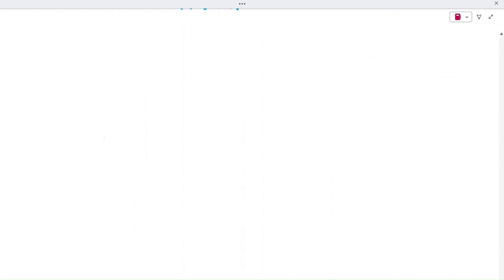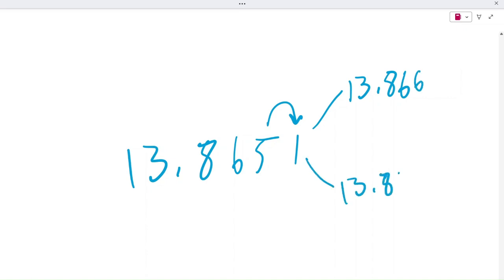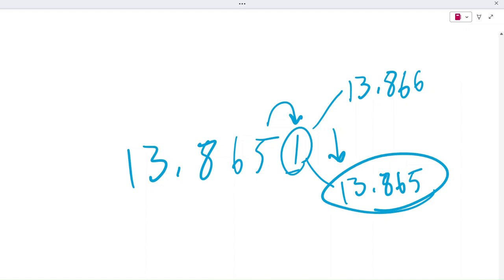Let's try another example. Let's say we have 13.8651. Well, we'll look at the element to the right of the thousandth location. So we get 13.866 or we get 13.865. Now we round down, so we get 13.865.